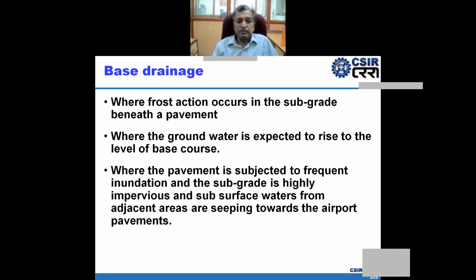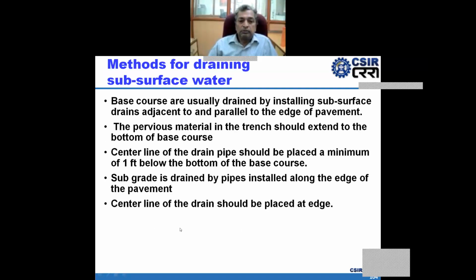Subsurface drainage is needed where frost action occurs in the subgrade beneath a pavement, where the groundwater is expected to rise to the level of the base course, where the pavement is subjected to frequent inundation and the subgrade is highly impervious, and where subsurface waters from adjacent areas are seeping towards the airport pavement. These are the methods adopted for subsurface water.